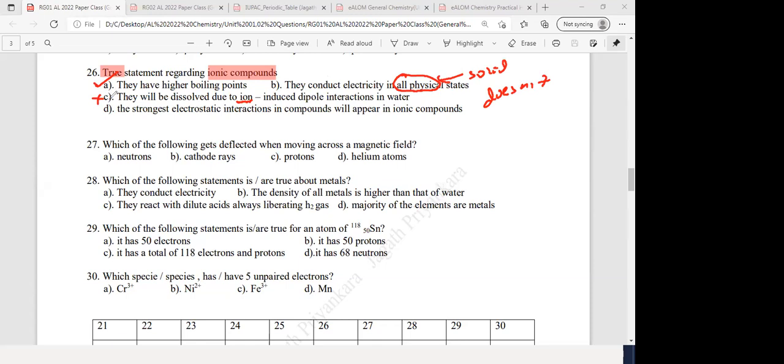What is pole? So B also wrong. C also wrong. D, the strongest electrostatic interactions in compounds will appear in ionic compounds. That is correct. Answer will be A and D.